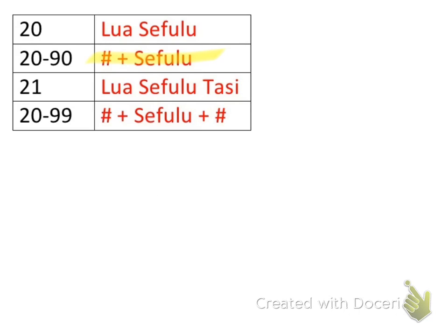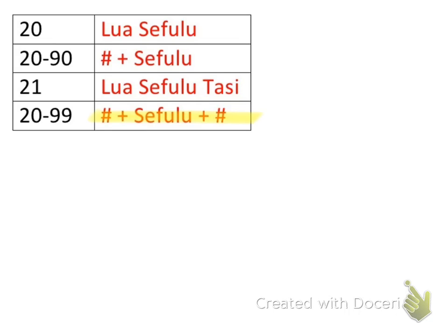Let's work on numbers that have both things that are before sefulu and after. In our first page, we worked on 1 through 10, and then we worked through 11 through 19. And 11 through 19, you had the sefulu and then a number. And then the 20 through 90, you had a number and then sefulu. Well, let's work on these kind of numbers that have both a number before sefulu, so lua here, and a number after sefulu, so tasi, okay? So basically, the example here, 21, follows this rule. There's a number that goes before sefulu, and there's a number that goes after sefulu, okay?